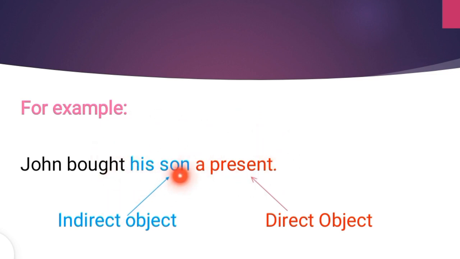So his son is the indirect object, which receives the action of the direct object.